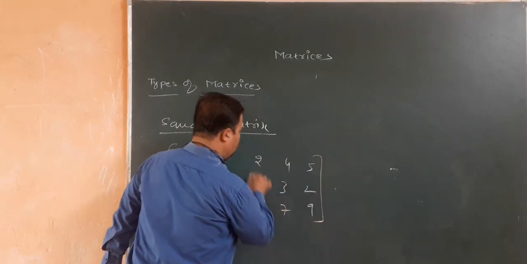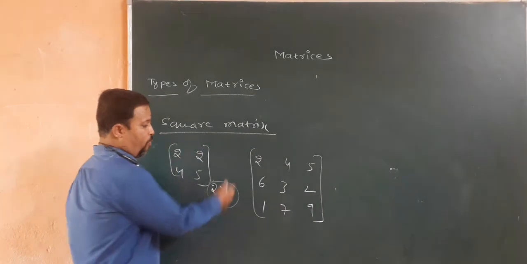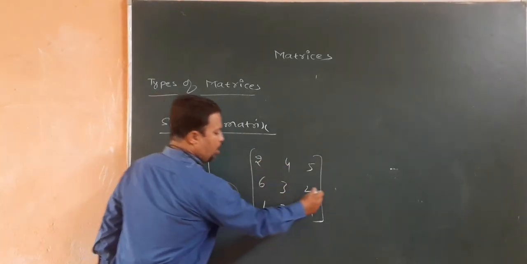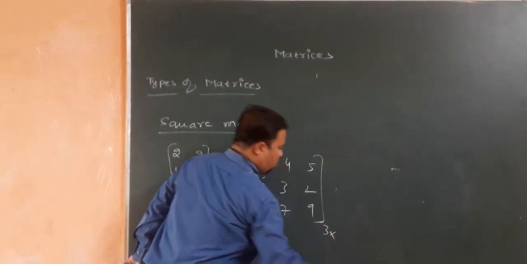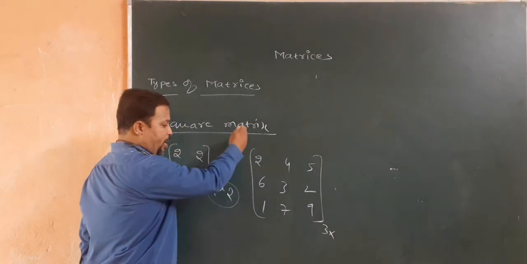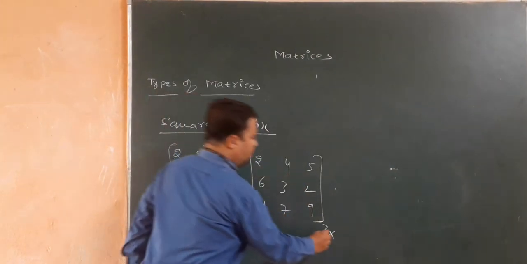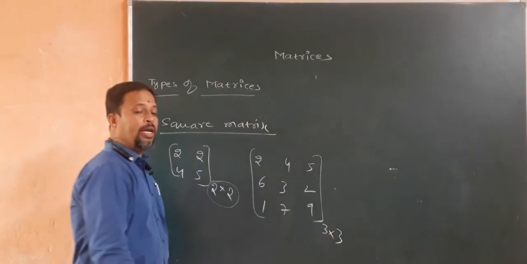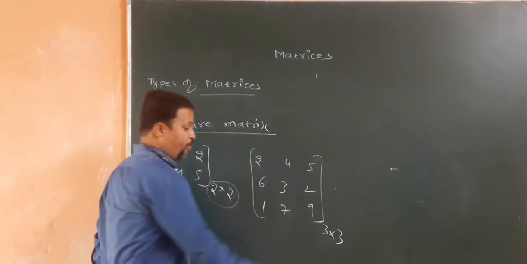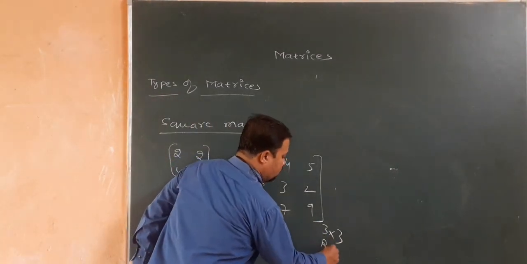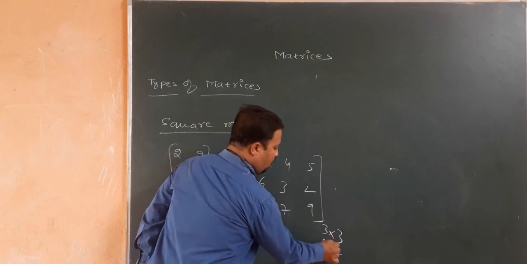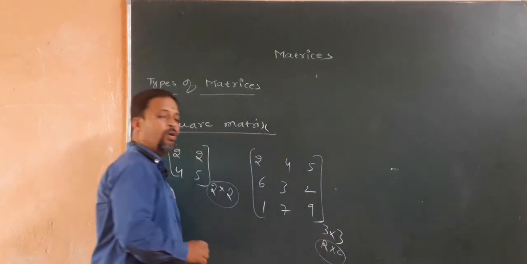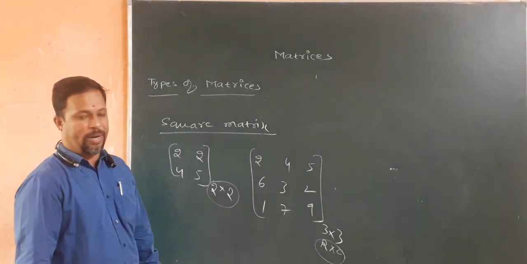Now I will write 2, 4, 5, 6, 3, 2, 1, 7, 9. Now you can see what is the order of this matrix. First row, second row, third row. 3 rows are there. How many columns? 1, 2, 3. This is 3 cross 3. Now that is an equal number of rows as well as number of columns. Both are one and the same. Therefore, we will say that this is a square matrix.